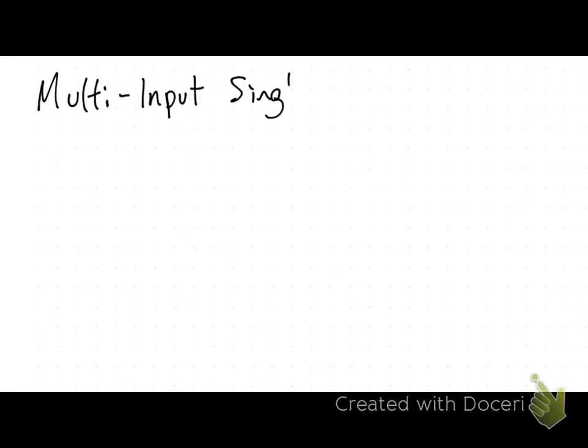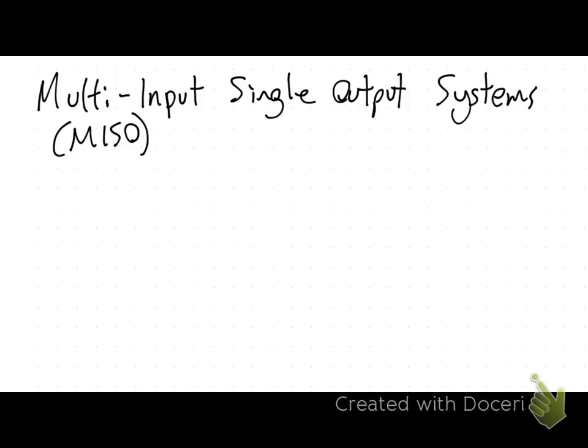Today we're going to talk about multi-input single-output systems. Now, these are called MISO systems, and they tend to represent what we would see in real engineering, where you have multiple factors that can change the output of the system you're looking at.